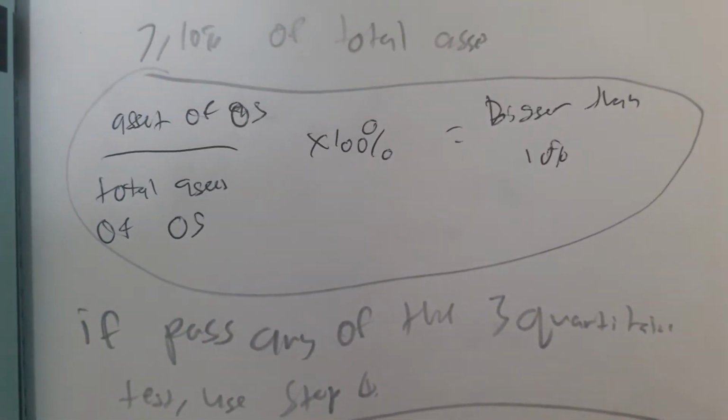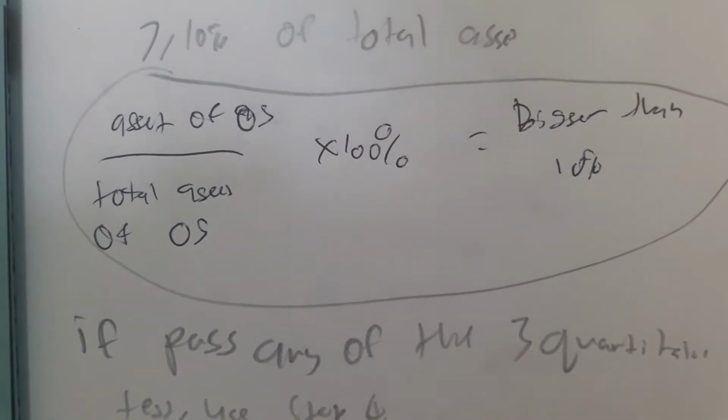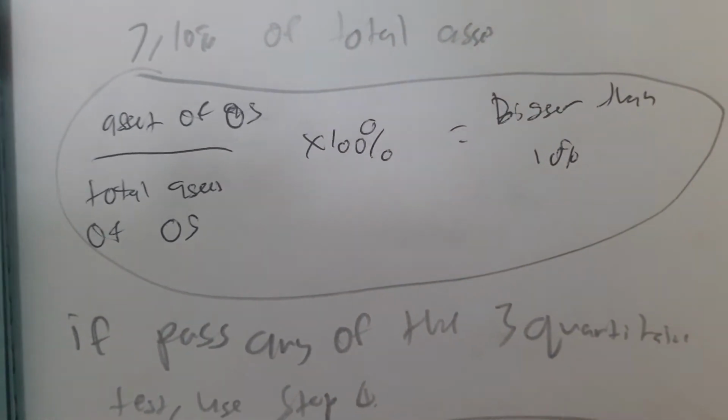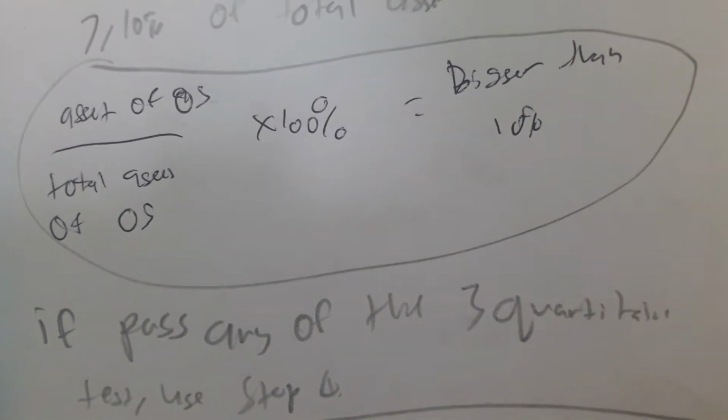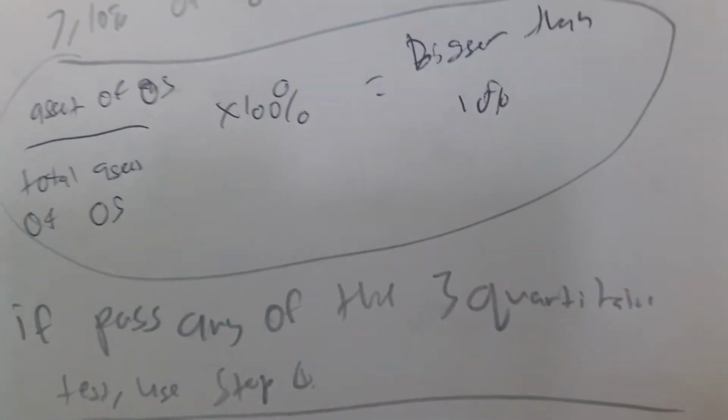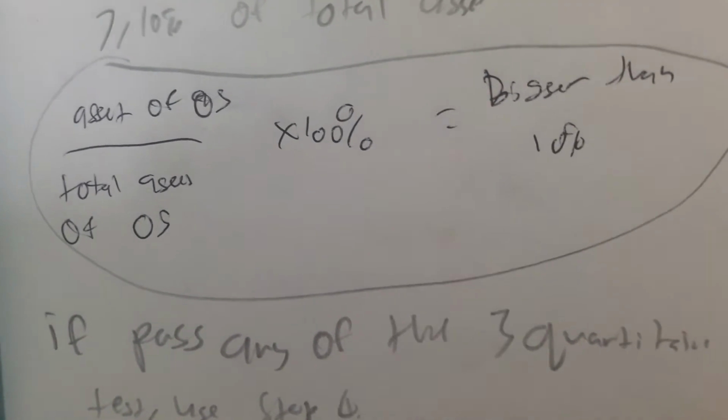The combined asset test literally means the assets of the OS divided by the total assets of all OS, multiplied by 100. If it's more than 10%, we take it as a reportable operating statement. If it's not, then we do not take it. However, if an OS fails all the 10% tests, don't worry, there's always the 75% test.